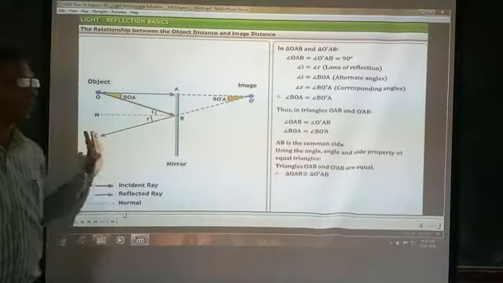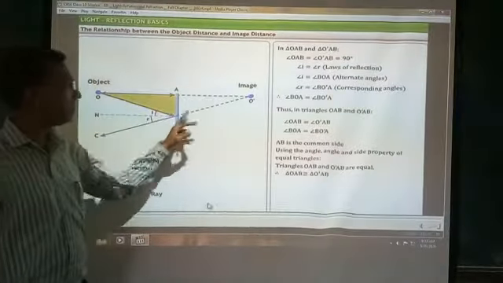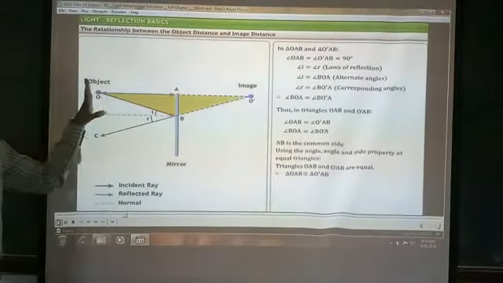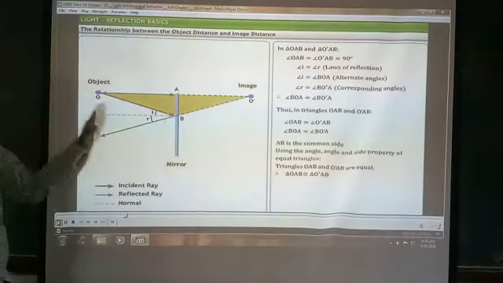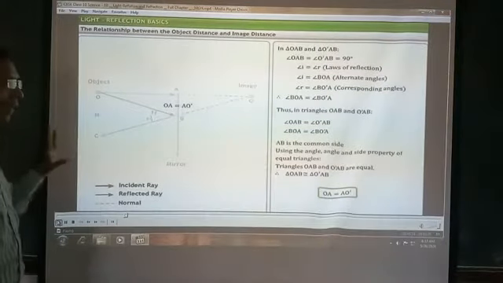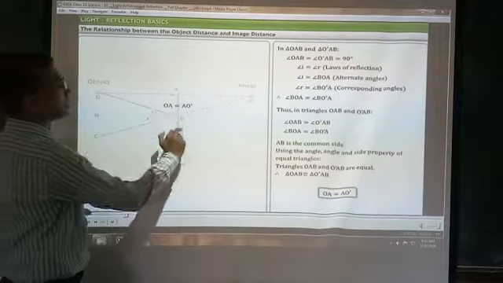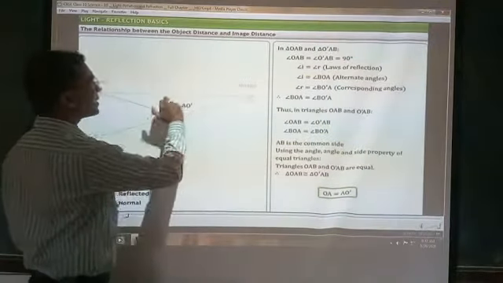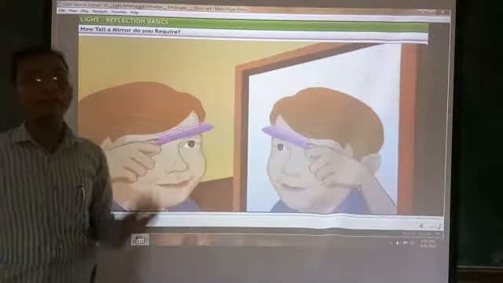Both are equal. Thus in triangle OAB and triangle BO'A, both angles are the same, so the triangles will be the same. AB is the common side. Now using the angle-angle-side property of equal triangles, triangle OAB is equal to triangle BO'A. Both are equivalent triangles.